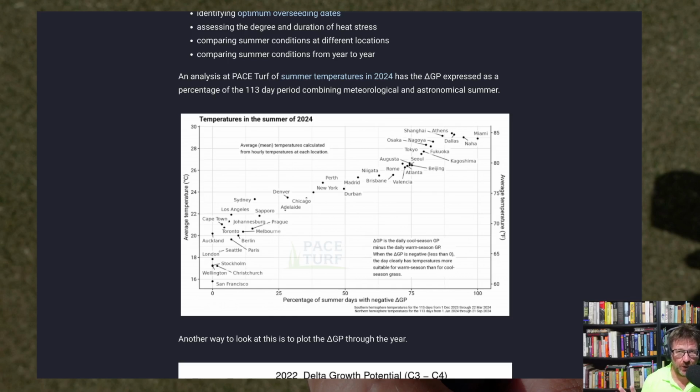Again, if you're growing warm season grass, if you're in Naples, Florida, or if you're in Miami, or if you're in Bangkok or Singapore, this isn't really the way that you would look at the stressfulness of the summer, because in places where you're trying to grow warm season grass, you really want it to be as hot as possible, and you're concerned more with the combination of temperature and light and temperature and precipitation.